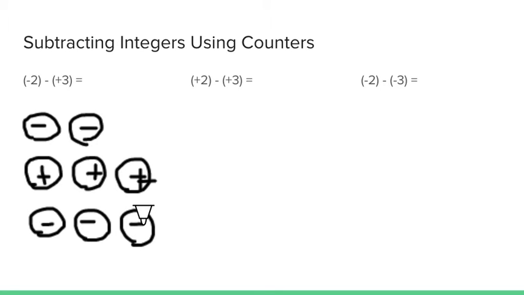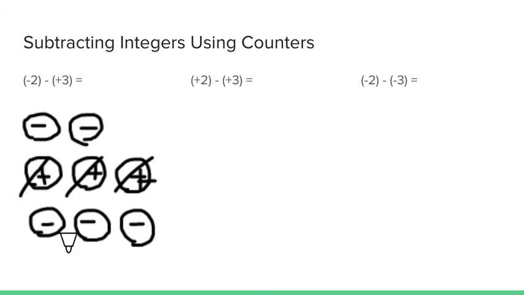Okay, so I start off with my negative 2. I didn't have positive 3 to take away, so I drew positive 3 counters out of nowhere. And if I just simply draw them out of nowhere, then I have to also draw 3 of the opposite symbol. So now I can take away my 3 positives.